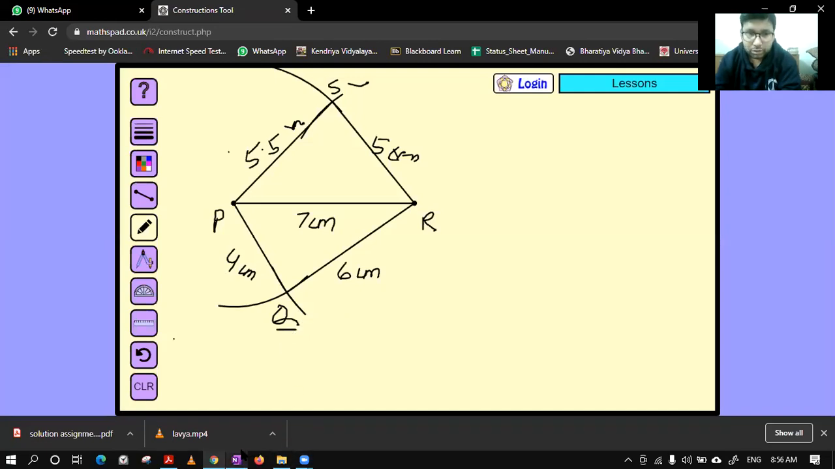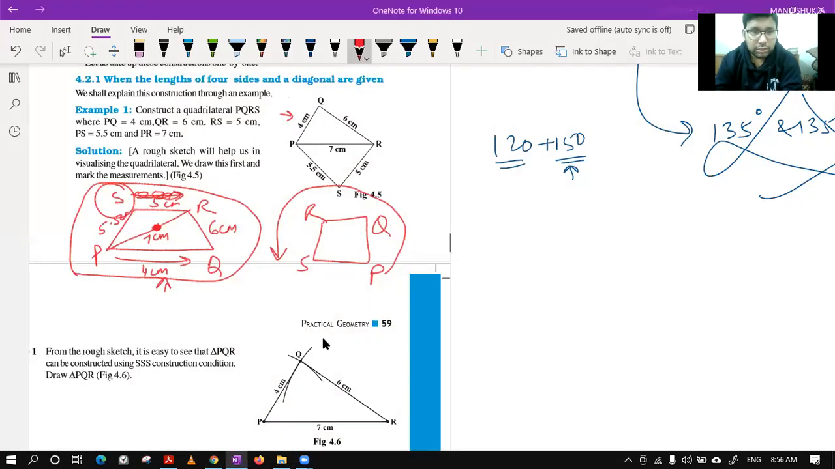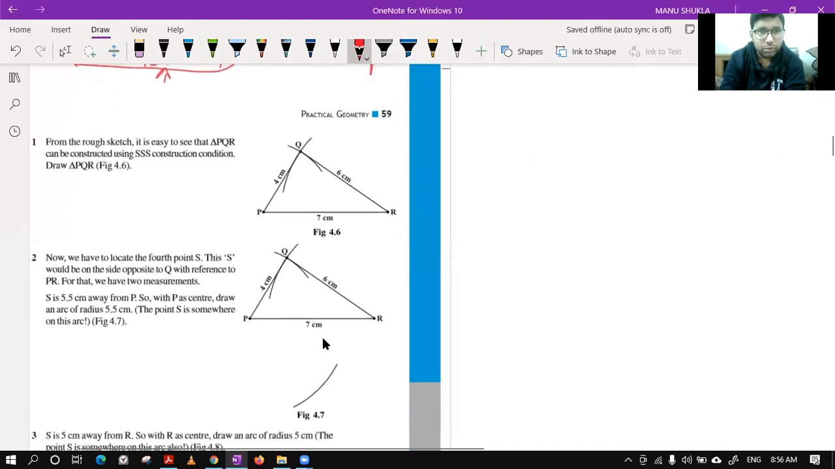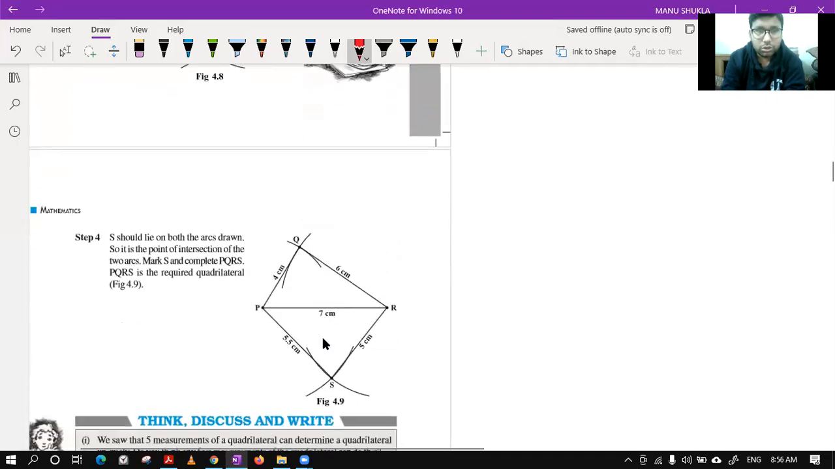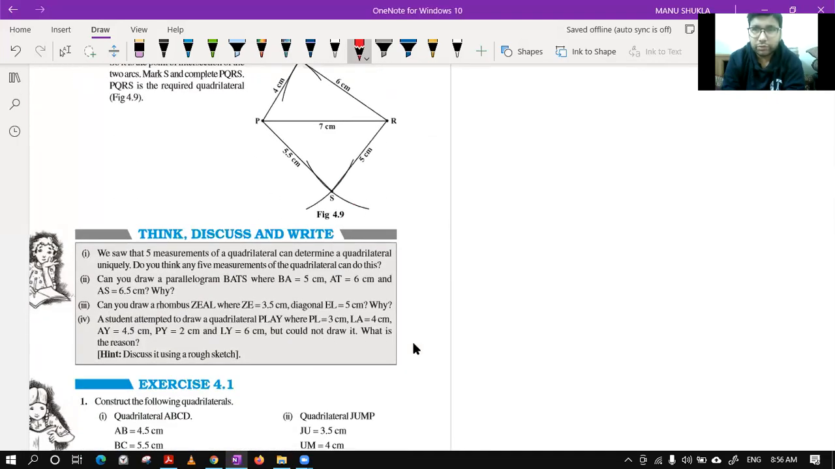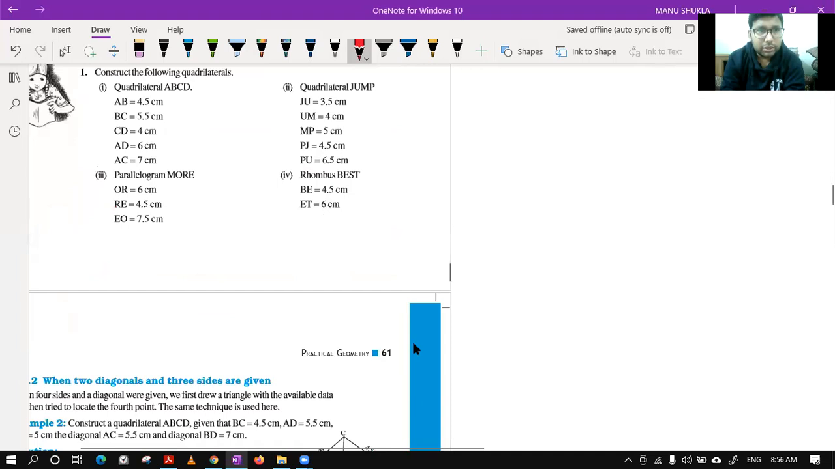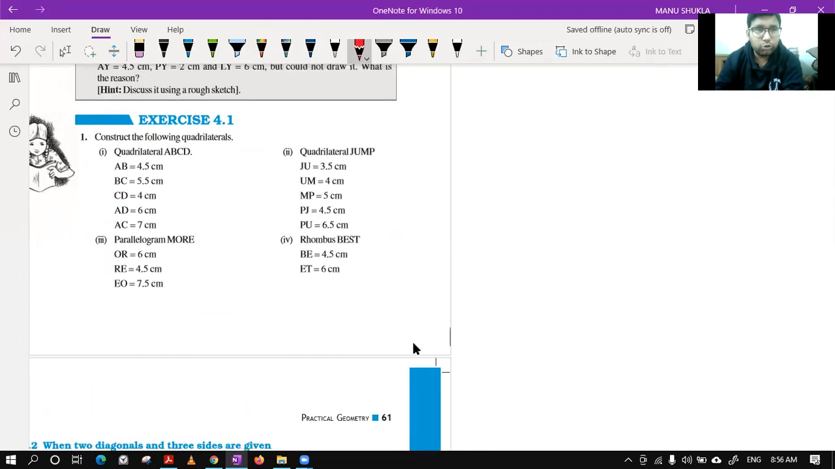Okay, now let's see. So you can see the similar way they have done and got the quadrilateral as we have got. I think questions are similar in 4.1. Just see one by one. Constructing the following quadrilaterals. This is very easy. Again, the first step is same. You have to draw a rough diagram.